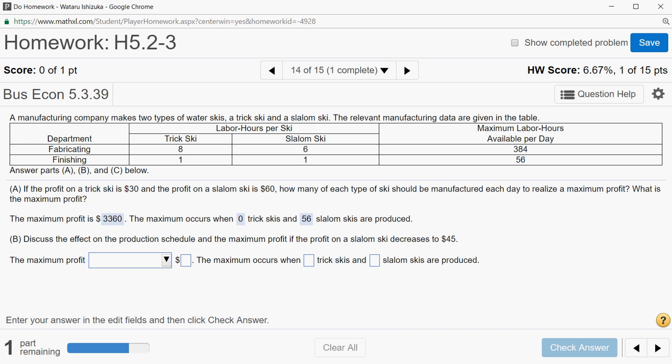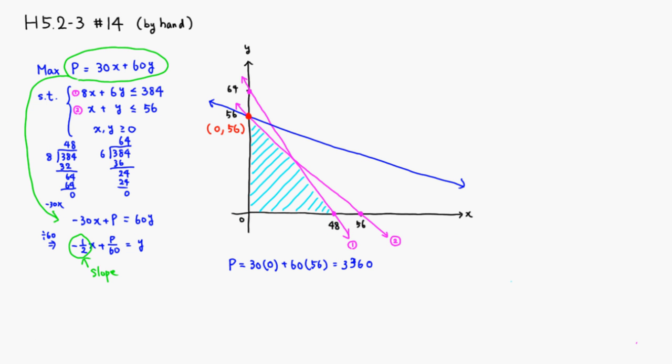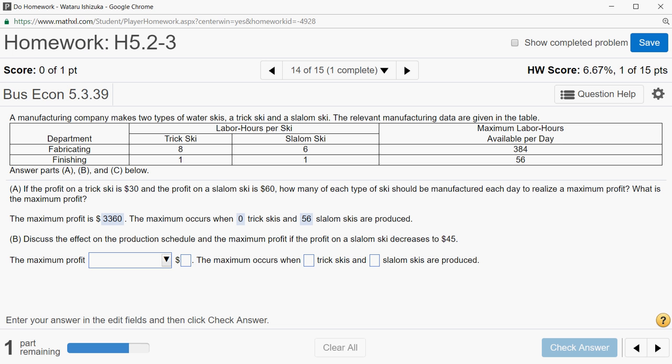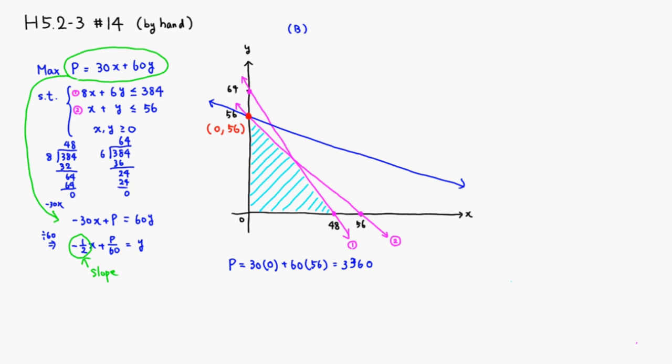All right, then discuss the effect on the production schedule and the maximum profit if the profit on the slalom skis decreases to $45, right? So here's the difference, right? We just have to change the objective function. So part B, so maybe I'm going to go here. So this is part B. So this was part A.